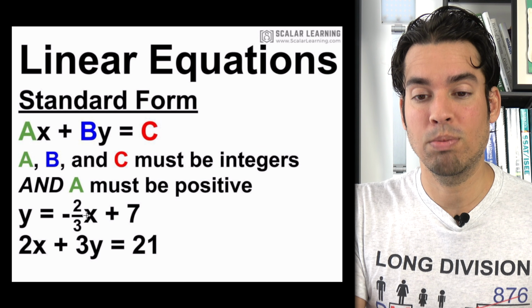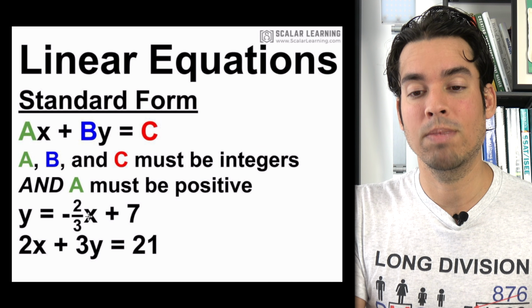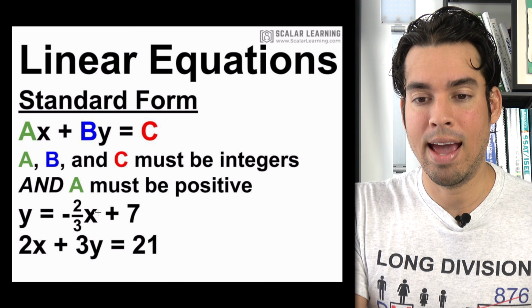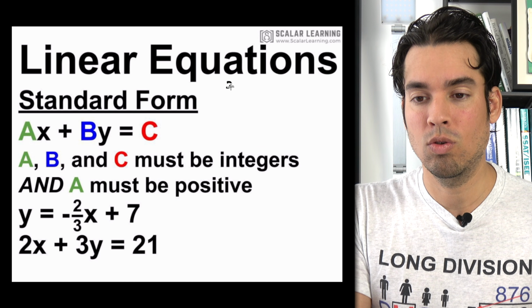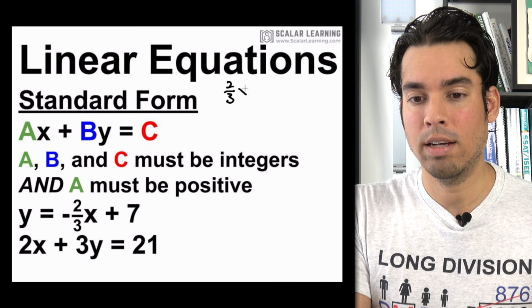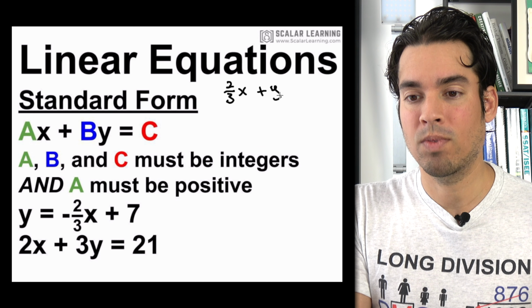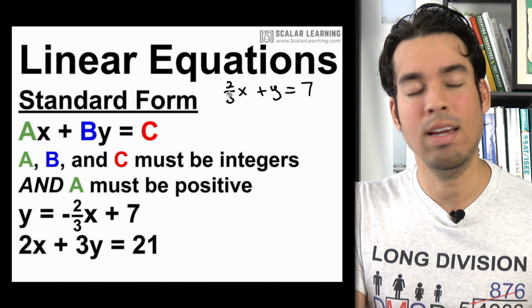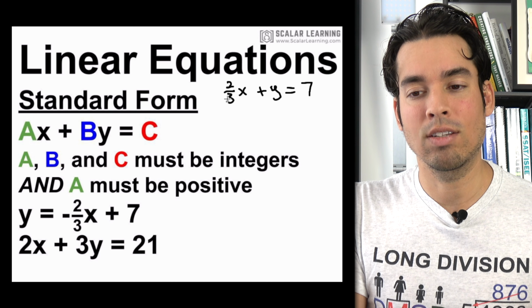So if I, for example, take this format, first thing I'm going to do is add 2/3 x to the other side. So let's start up here. I'm going to add 2/3 x to the right side, and I get 2/3 x plus y equals 7. Okay, that's excellent. And then the last thing I need to do is I can't have a fraction here, right? I need that 2/3 out of there.